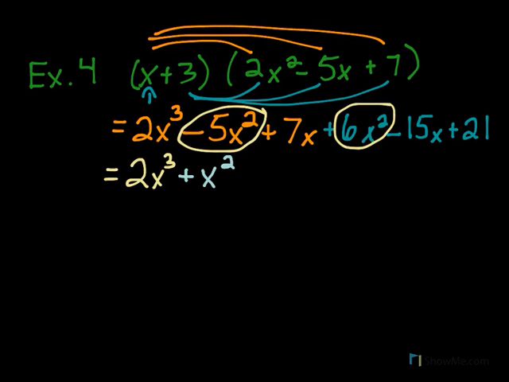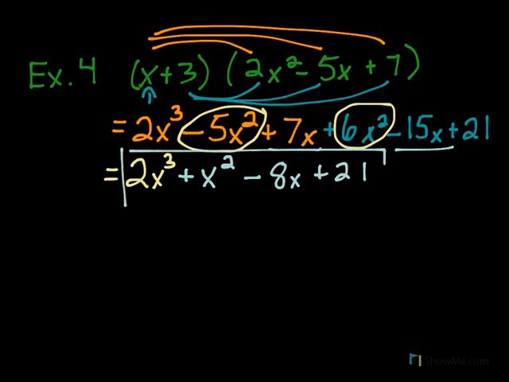Is there anything else that has an x? You have 7x, that's the next term. And yes, you do. You have negative 15x. So 7x minus 15x will be minus 8x. And then 21 is by itself, so plus 21. That is your solution. Your solution is a polynomial.